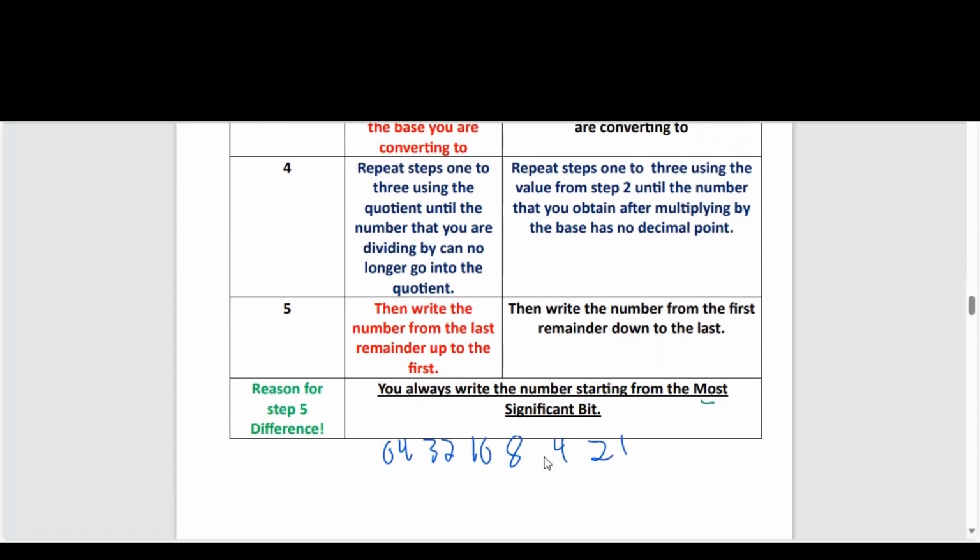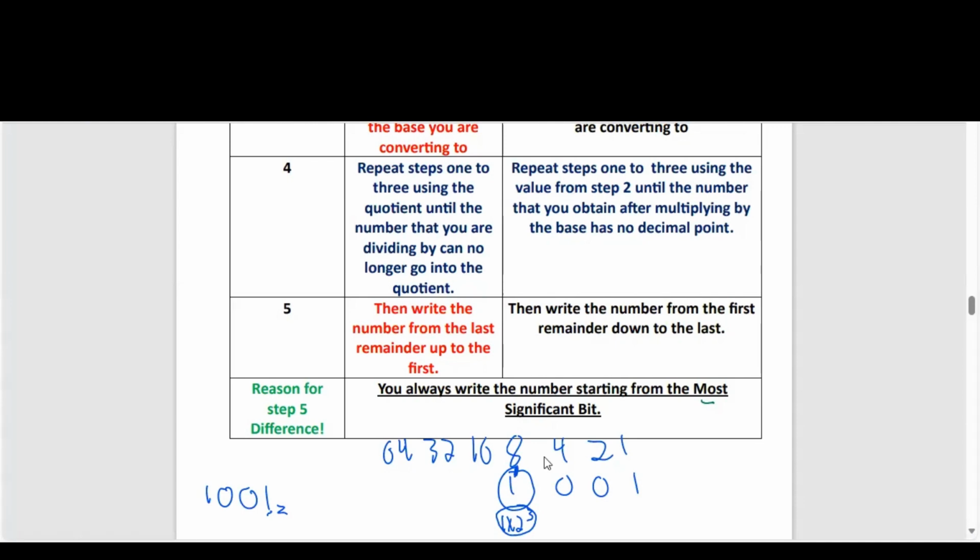So if I had a number, like 1001 in base 2, the most significant bit here would be this one. Why? Because the value for this one is 8, which means this one is 1 times 2 to the power 3. So this is the most significant bit. And obviously this last 1 will be the least, because it's attached to 2 to the power 0.